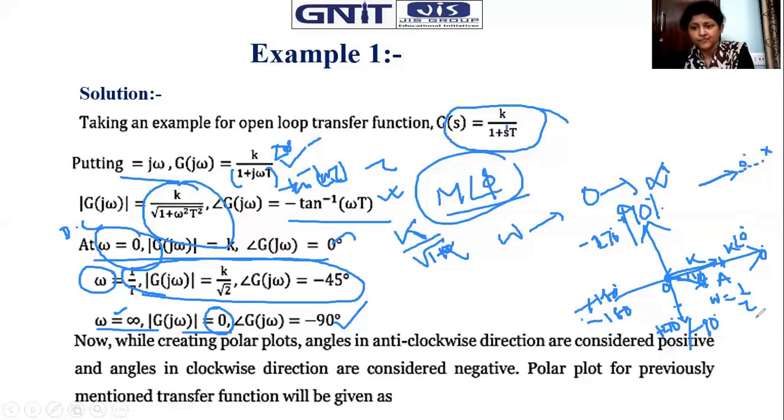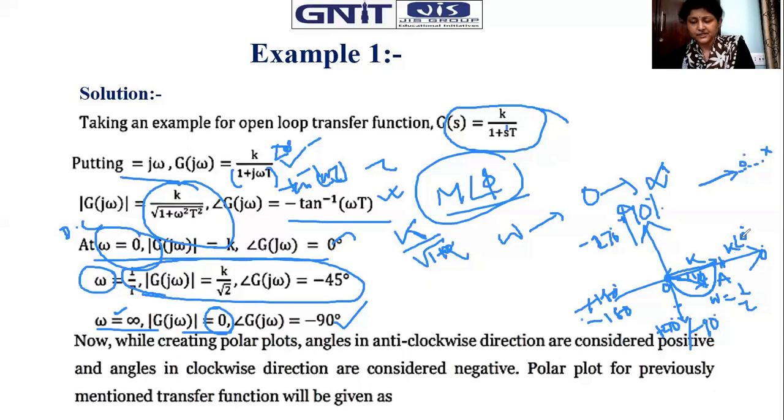So how could you draw it? You have to start from here. While sketching the polar plot, we are not finding each and every point for each and every omega. We are finding the initial value and the final value. As and when required, we find one or two intermediate magnitudes or phases. So here it starts from K at 0 degrees, ends up here at minus 90 degrees, along with minus 45 degrees. So you are just drawing a rough sketch, a free sketch.